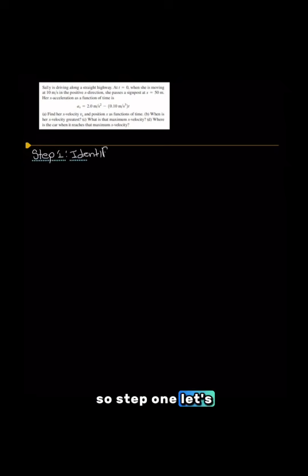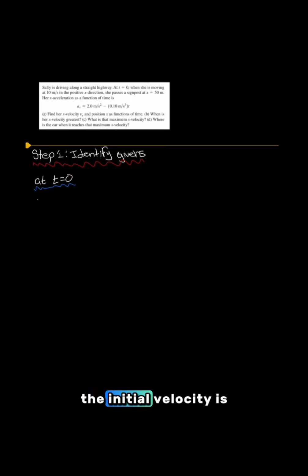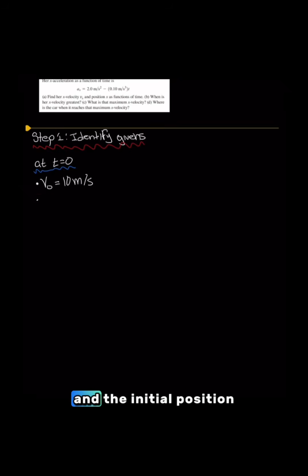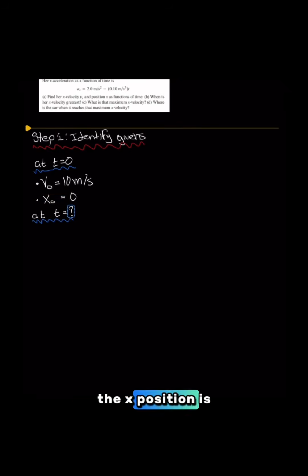Alright, so how do we use integrals to solve word problems in physics? Let's look at this example. So step one, let's identify our givens. In this question, it says at time equals 0, the initial velocity is equal to 10 meters per second, and the initial position is equal to 0. And at an unknown later time, the x position is 50 meters.